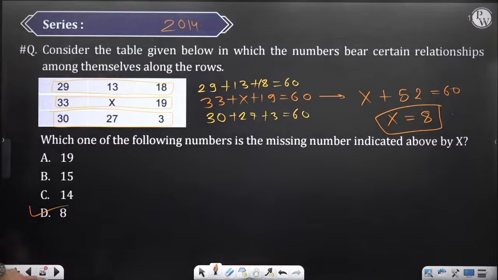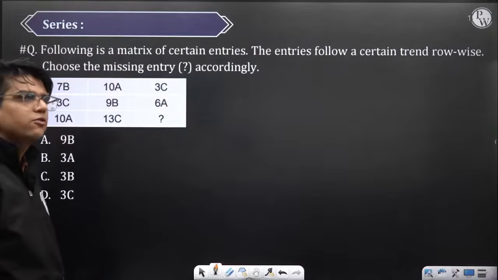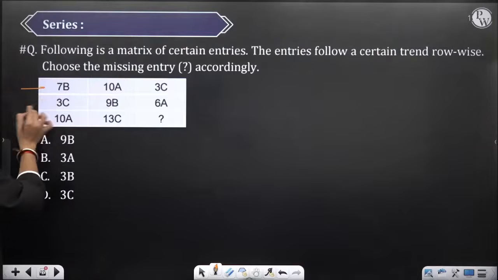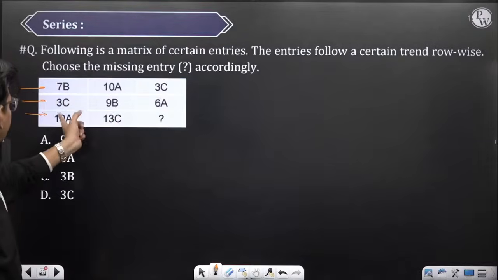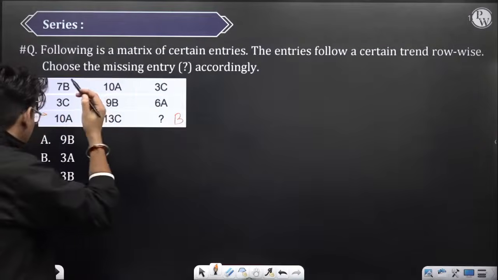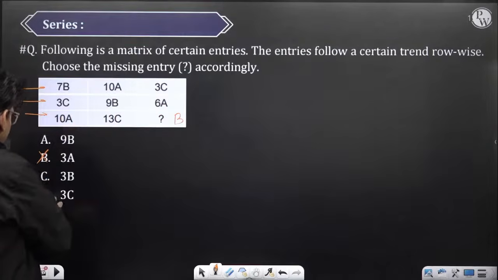Let's try one more question from numeric series. We have solved almost all the questions from numeric series which are from previous years. Following is a matrix. The entries follow a certain trend row wise. Again row wise, right? So choose the missing entry. Question mark is to be found out. BAC, ABC, ACB. So one thing is for sure, here we will get B. So this gets eliminated and this gets eliminated.